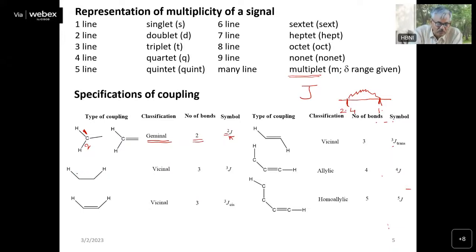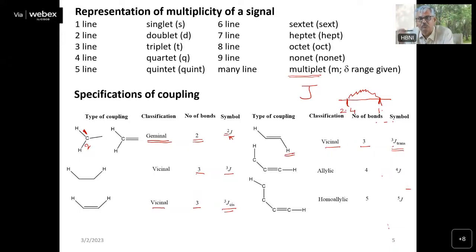Okay, you can see these two hydrogens are three bonds away. So that's why they are called 3J. Now when you take an alkene, again they are vicinal, only three bonds apart, but there could be two stereochemistries. One is the cis, where these two hydrogens are on the same side of the double bond. In the other case, these two hydrogens are on opposite sides. So they are vicinal, three bonds, and we call them 3J trans.